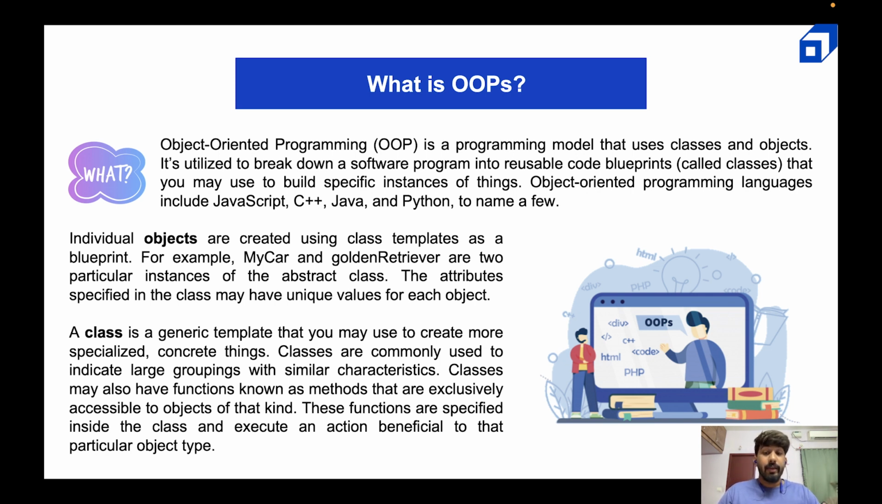A class is a generic template that you may use to create more specialized concrete things. So classes are more commonly used to indicate large groupings with similar characteristics. Classes may also have functions known as methods that are exclusively accessible to objects of that kind. These functions are specified inside the class and execute an action beneficial to that particular object type. So basically when you create a class, inside this class, you can have any number of functions you want. Those functions could be beneficial to the object which you will be creating within that particular class, or the object which you will be creating in another class which is calling this particular class's function.